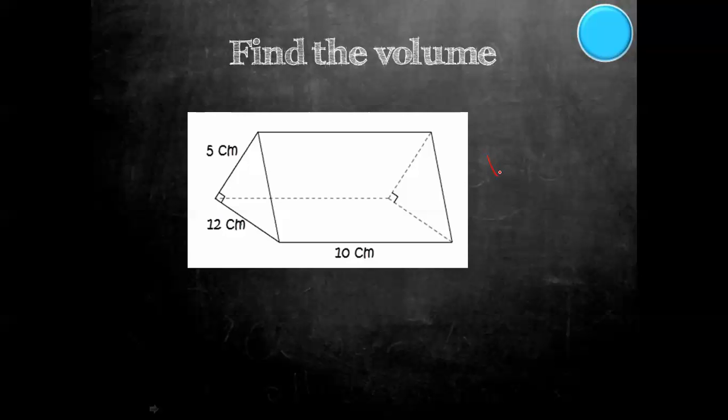Here I'm going to find the volume of this triangular prism. So for volume, we're going to take the area of the base. The area of the base is a triangle, so we have 1/2 base times height. So we have 1/2 times 12 times 5, which is going to give us 30. And then we're going to take it times the height of the prism, which is 10. So our volume here is going to be 300 centimeters cubed.